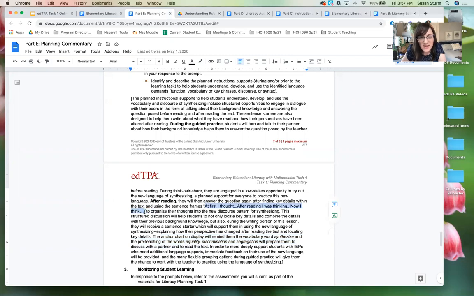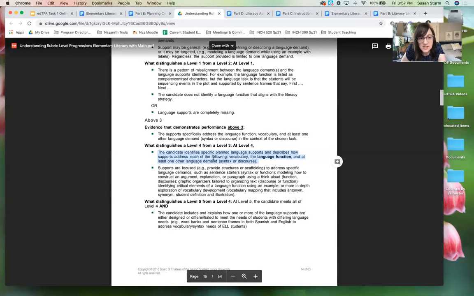There is this language support for the sentence frame. That's kind of being used for the discourse. So do they get a support for synthesizing? I don't really see one. Explaining how their perspective has changed is kind of weak. I don't really see one for synthesizing. And then discourse, we do see the sentence frame.